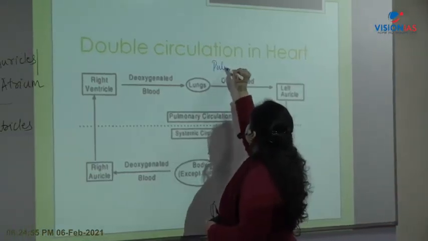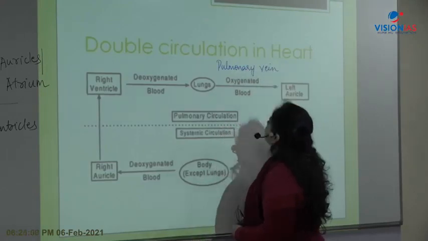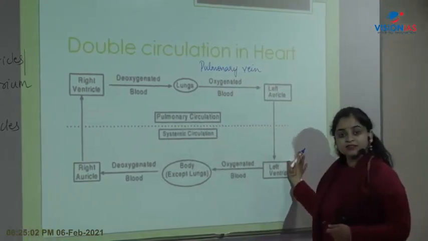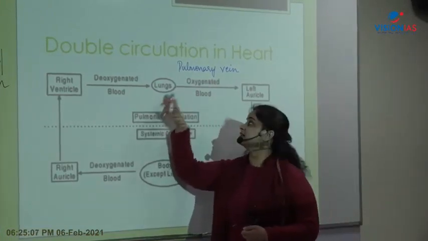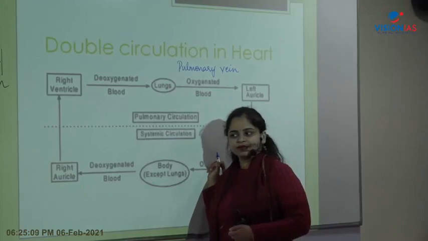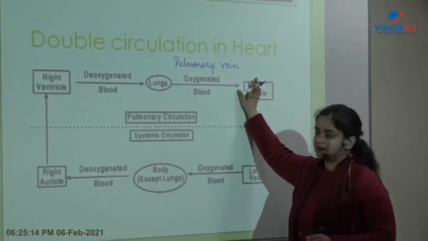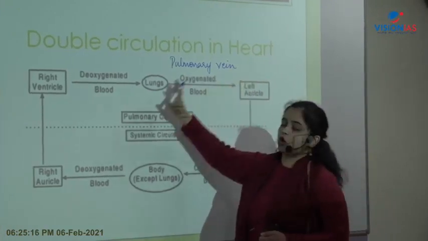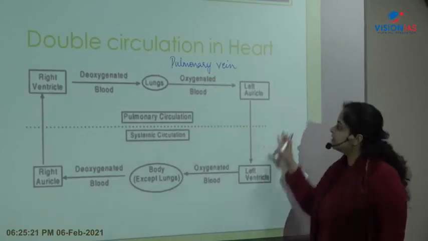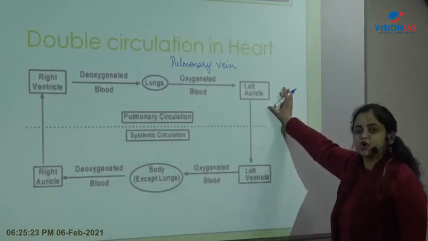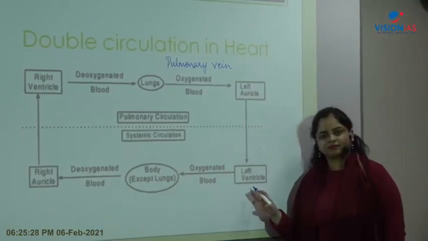This is pulmonary vein. Pulmonary, if you remember, we studied tuberculosis also. Anything associated with lungs is pulmonary. Okay? Pulmonary vein. Pulmonary vein brings oxygenated blood from the lungs to the left side of the heart. First the upper chamber, left auricle, then the lower chamber, left ventricle. Okay?